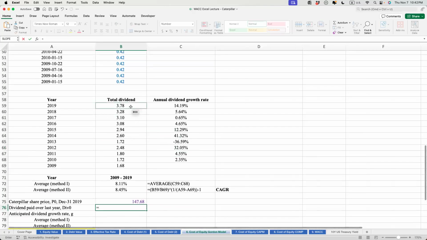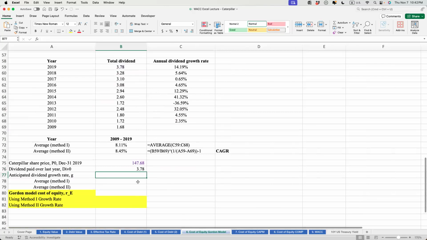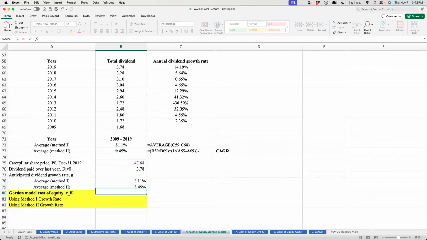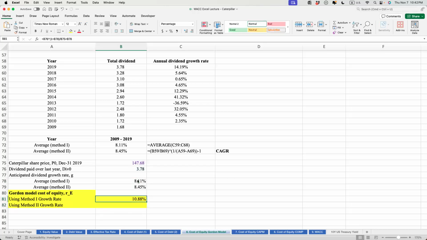Then what is the dividends over last year? That will be our 2019 dividends payment. Now we have two growth rates. Let's just link the growth rates here. The first one is for the average growth rate. The other one is for the compound annual growth rate. So if we're using this average growth rate, let's calculate what the cost of equity is. That is equal to the dividends payment multiplied by 1 plus the growth rate, divided by the share price, and then plus the growth rate.